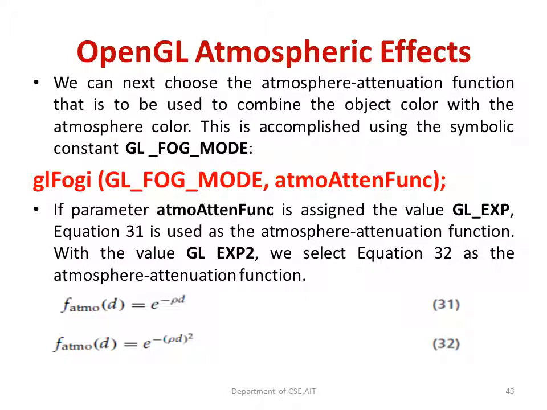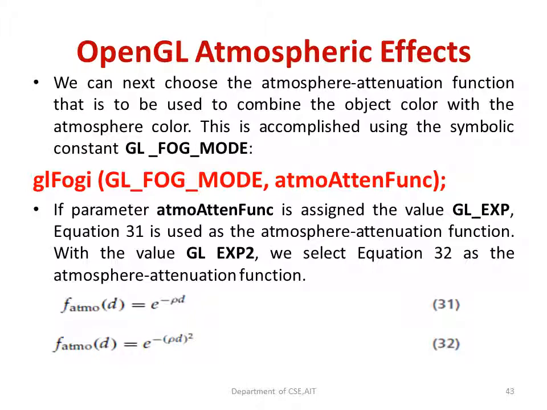Along with the atmosphere effect, you can also specify the attenuation. That means you can increase or decrease this foggy effect. That is called the attenuation. For doing this, we make use of the GL fog along with GL fog mode and the atmospheric attenuation function. So this GL fog mode means I want the combination of the atmosphere as well as the attenuation. What value you want is given by the atmospheric attenuation function.